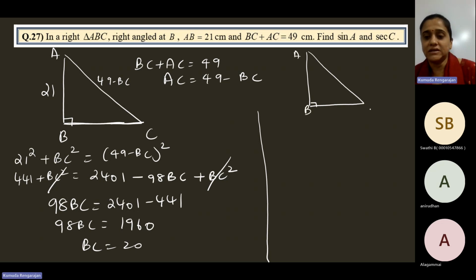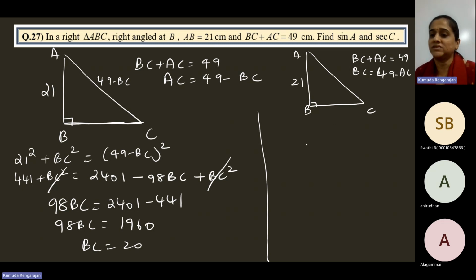A, B, C. AB is 21. What are we given? BC plus AC is equal to 49. So you can write BC is equal to 49 minus AC. What is BC? 49 minus AC. What is AC? AC is AC.